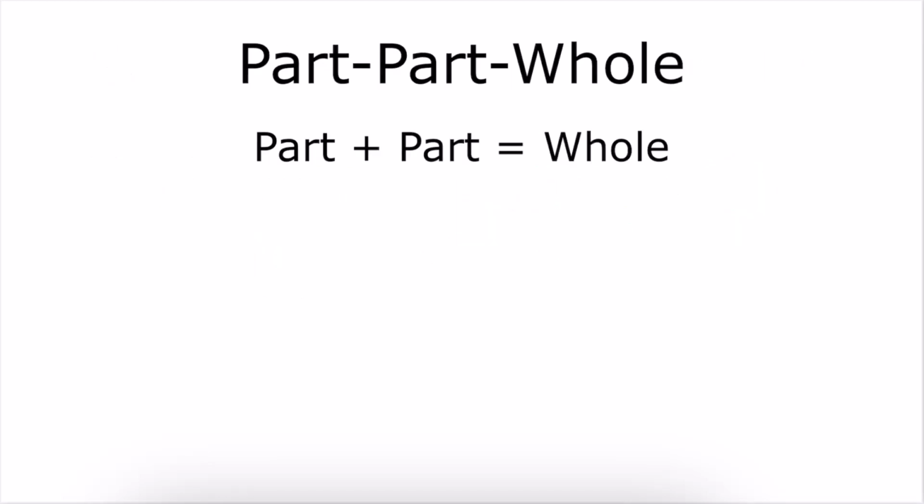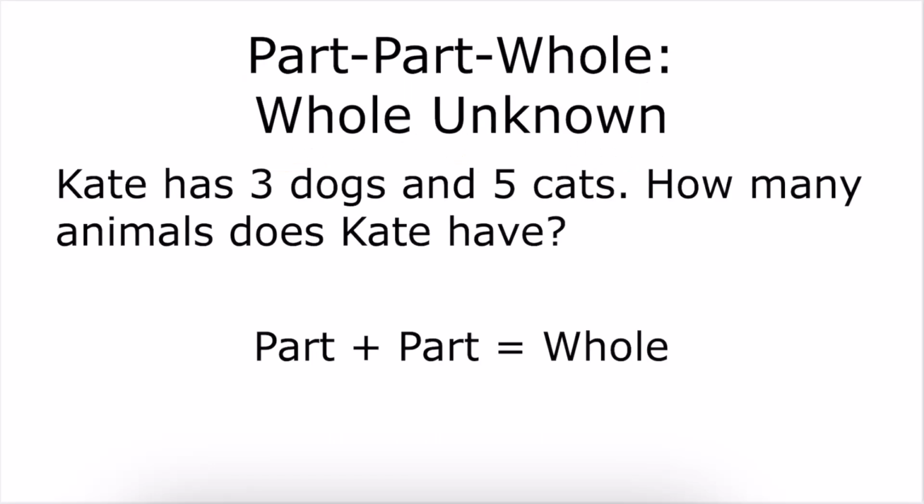The next category of word problem is the ones where we have part and whole. So the structure of these word problems is that you have 2 parts, and together those 2 parts make a whole. So an example of a word problem where the whole is unknown is you could say that Kate has 3 dogs and 5 cats, and you're trying to figure out how many animals she has. So this is a part-whole problem because the group of animals is split up into 2 parts. You have the dogs and you have the cats.